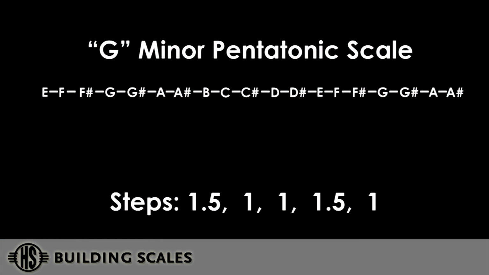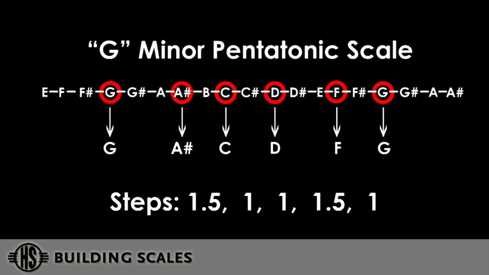Now let's build a G minor pentatonic scale, this scale here. Again, the basic scale on the native flute. So we start with the root note, which is G. From there we go 1.5 steps up. Remember, that's 3 half steps. So we go from G to A sharp. Then we go 1 step to C, another step to D, a step and a half to F, and a whole step back to the root note of G. So the G minor pentatonic scale is G, A sharp, C, D, F, G.